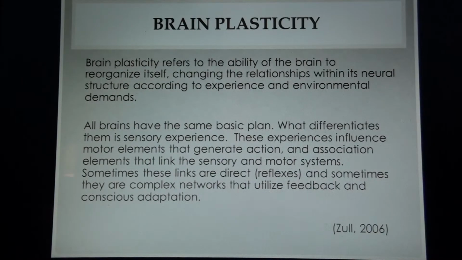Brain plasticity, as you know, refers to the ability of the brain to reorganize itself, changing the relationships within its neural structure according to experience and environmental demands. All brains have the same basic plan. What differentiates them is sensory experience. These experiences influence motor elements that generate action, and association elements that link the sensory and motor systems. Sometimes these links are direct, like in reflexes, and sometimes they are complex networks that utilize feedback and conscious adaptation.